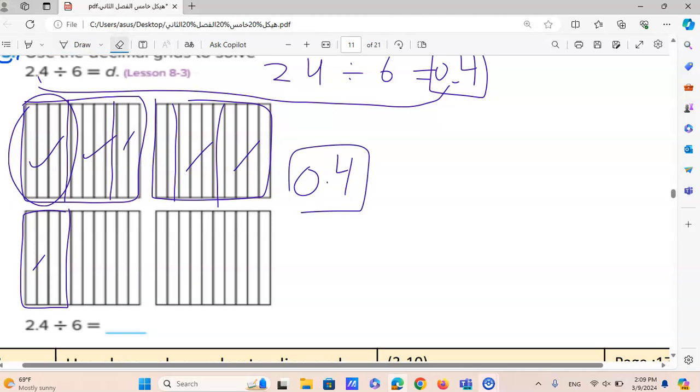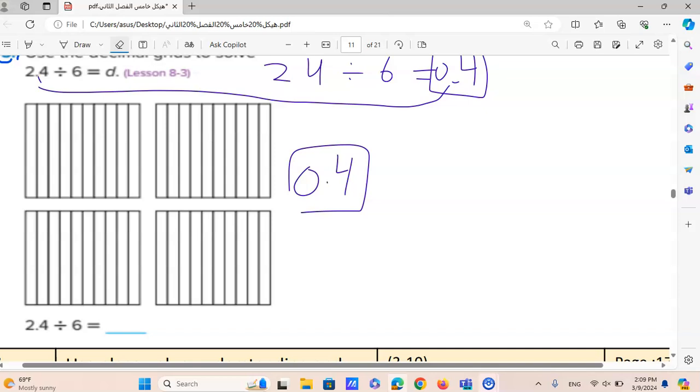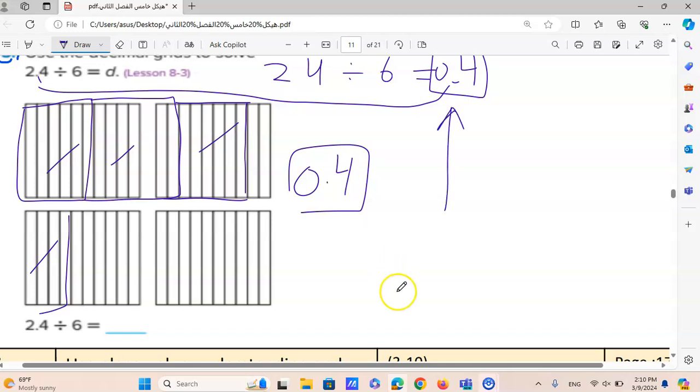Or you can divide it by 6. You make the inverse, meaning the opposite. Okay, divide by 6, make 6 parts. Every 6 parts make one group, and then count how many groups you get. But you have to be careful to put the decimal point back into its place. Okay, so how many groups? 1, 2, 3, 4. 4 groups. But the problem is the decimal point should be in the proper place.